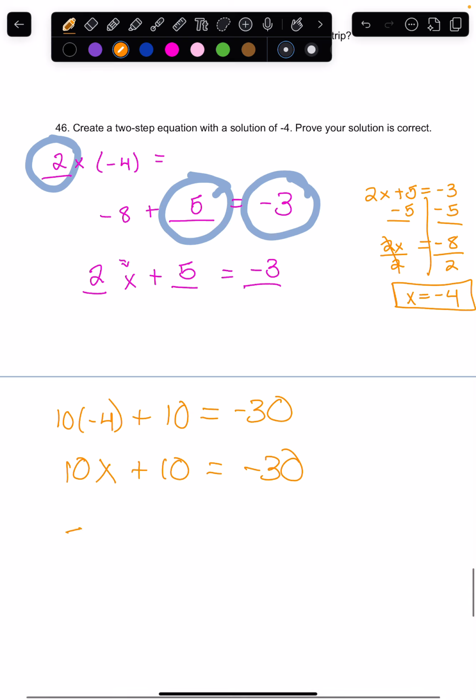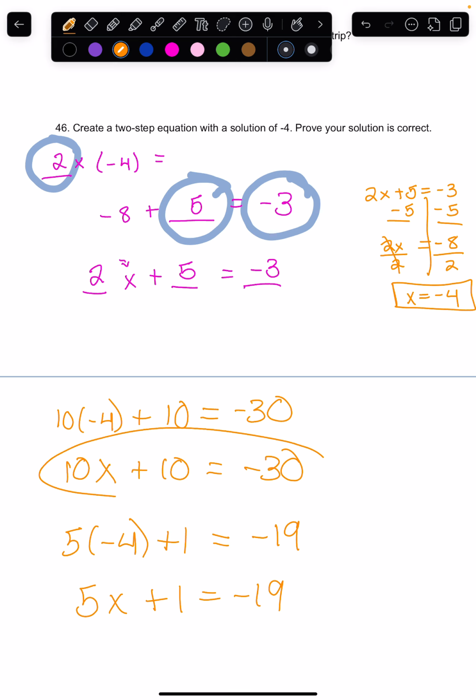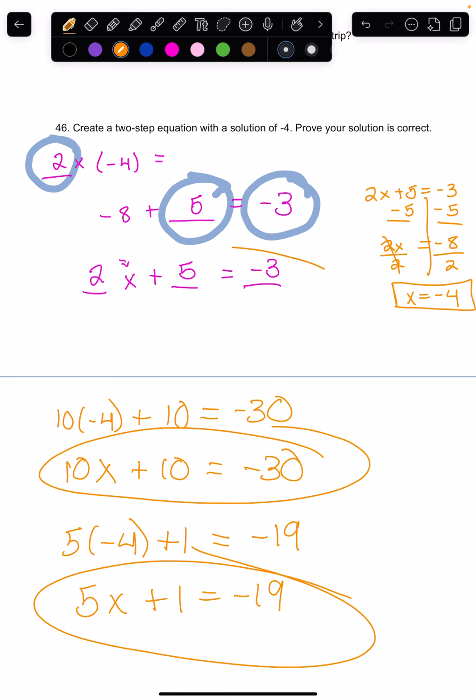Another one I could do: 5 times -4 plus 1 equals, that's going to give me -19 when I calculate. Replace the -4 with x, right? All of these are two-step equations that have a solution of -4, right?